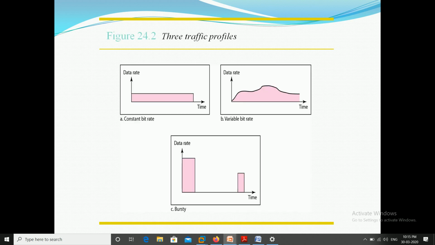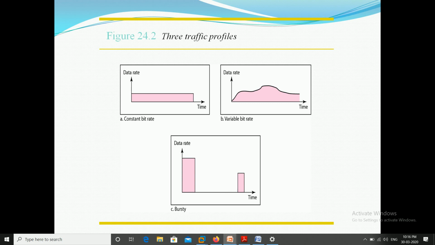Okay, now we can define three traffic profiles. One is constant bit rate, then variable bit rate, and bursty. Obviously bit rate is the number of packets per unit time. Constant bit rate means the traveling of packets is uniform in nature. That means 2 packets travel per second, 4 packets per second, or 5, whatever it is. That means the packet travel is uniform in nature. Variable bit rate is when there is a fluctuation in the speed of traveling of packets. At one time it is 5, at another time it is 10, at another time it is 7, at another time it is 30. So that is a variable data rate.